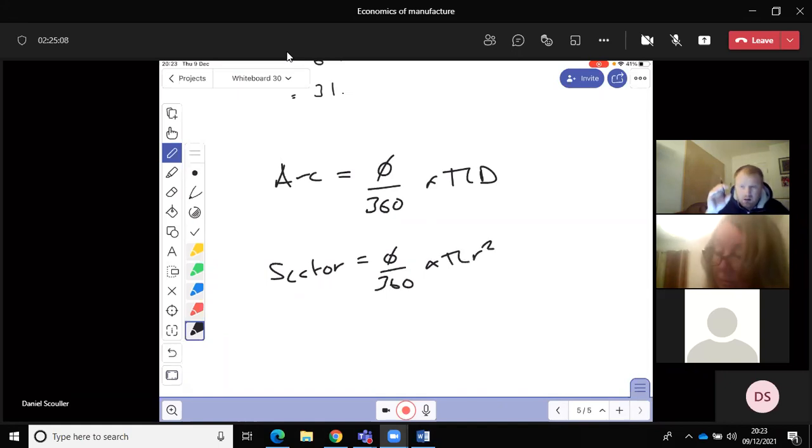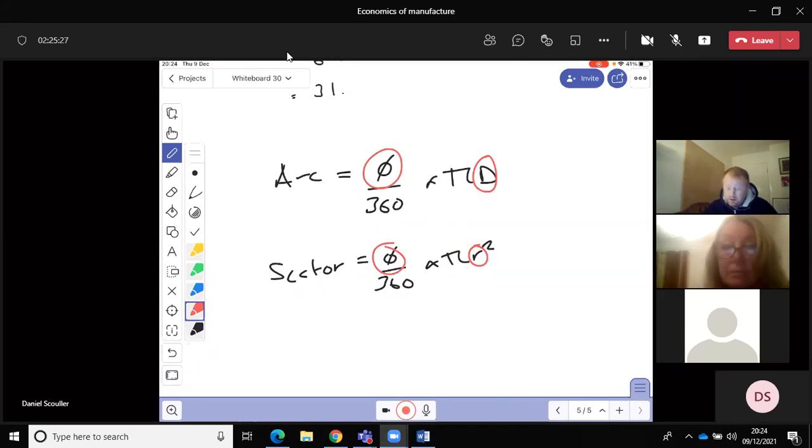Okay. It can ask you to find any single one of those variables. Okay, it can ask you to find angles. Okay, it can ask you to find the radius, or it can ask you to find diameter. Okay, so let's go through, make sure we're comfortable with all the rules.